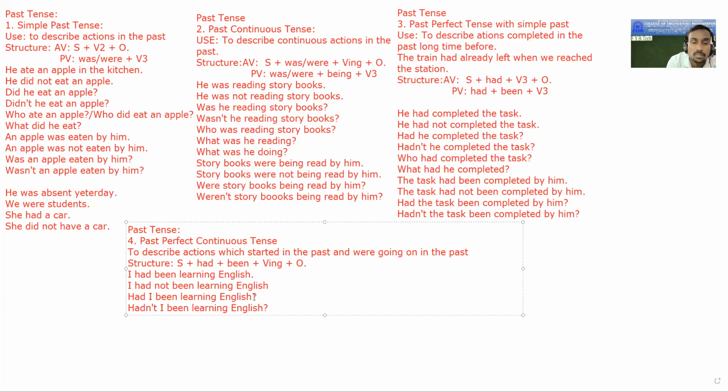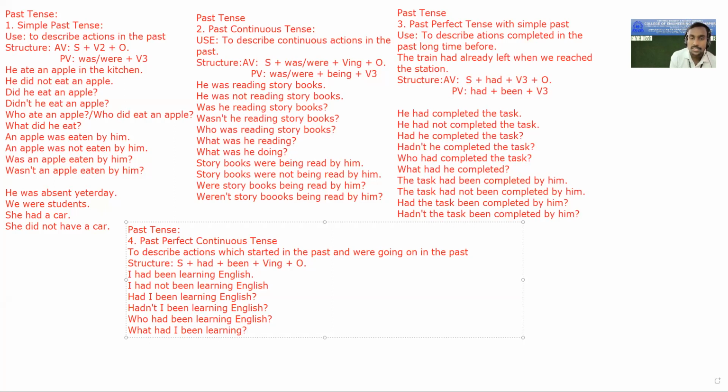Let's make one WH question also. You can put here who in learning. And if you want to get English as an answer, then what? What had I been? That can be also. So here, as you already told, there is no passive voice.